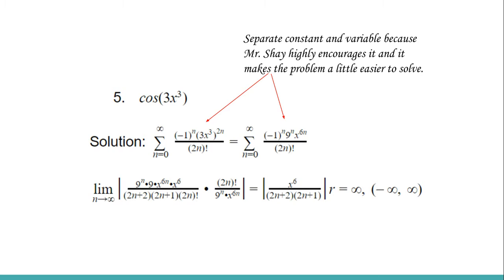We chose to present this problem because we wanted to emphasize the separating of the constant from the x, right? Because we have 3x cubed, all of that to the 2n. But we want to separate the negative 1 to the n and the 3 to the 2n, which is what we did here, in order to get x all by itself, which will make it way easier to solve for this ratio test here. Now we got r equals infinity and then soft brackets around the two infinities.